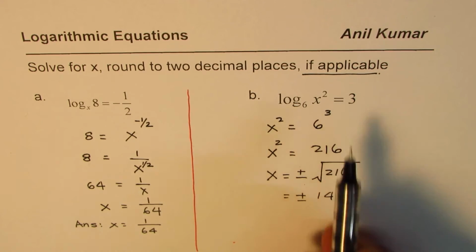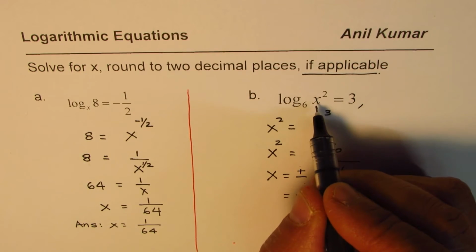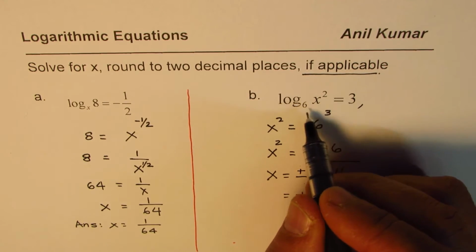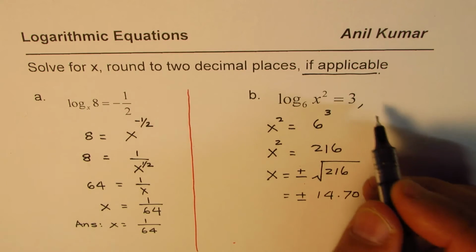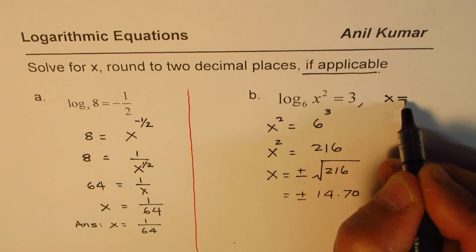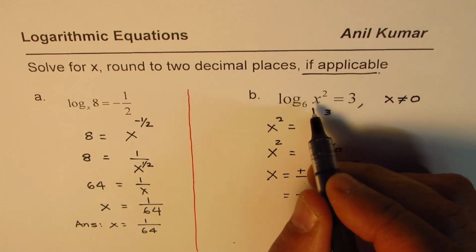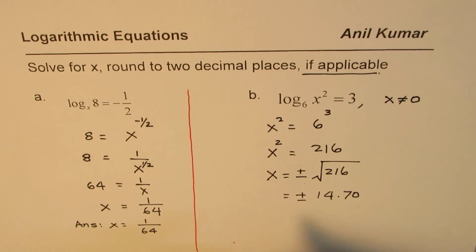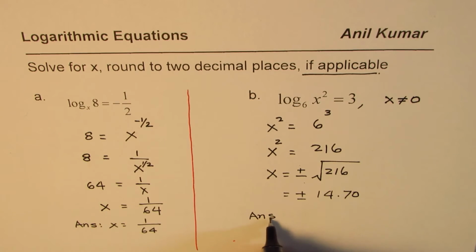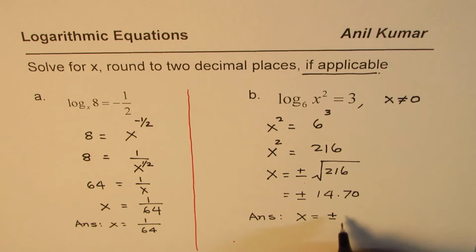Well, if you look into the domain of this function, since it is x squared, whatever number you place here is squared, so the domain is that x is not equal to 0. That is it. But it could have negative values, right? So therefore, we have two answers here. So our answer in this case is x equals plus and minus 14.70.